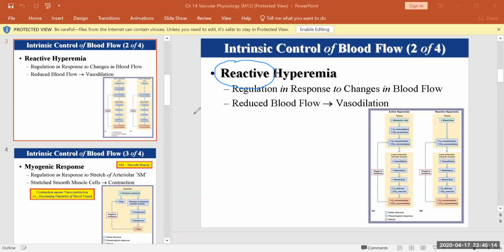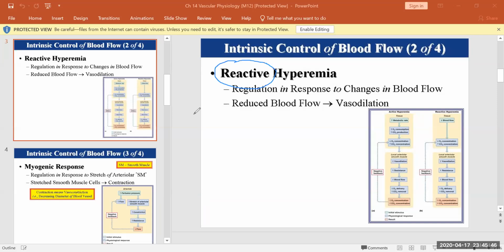So the cell will be compromised in terms of oxygen, compromised in terms of nutrient delivery, and then they produce carbon dioxide, CO2, and cellular waste that will also accumulate due to the decreased blood flow. So there's less carbon dioxide being taken away, less blood to pick up cellular waste. So now the blood vessels also need to react.